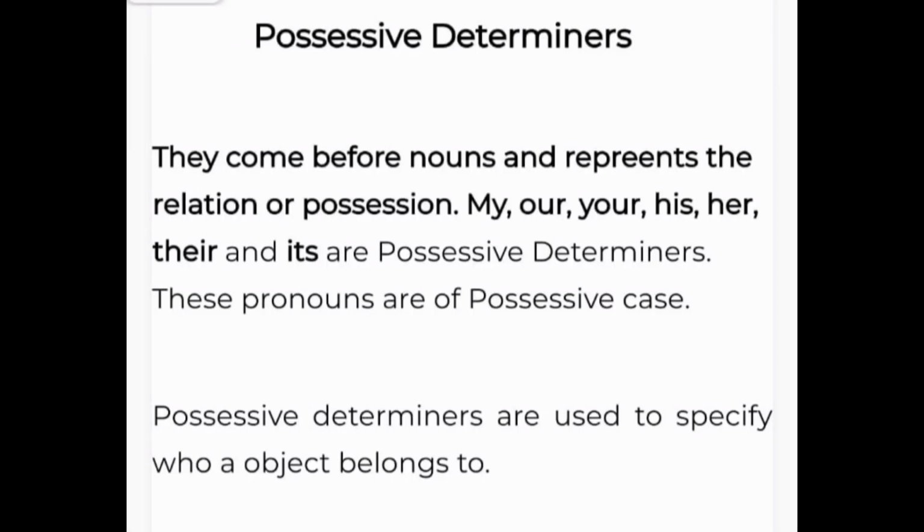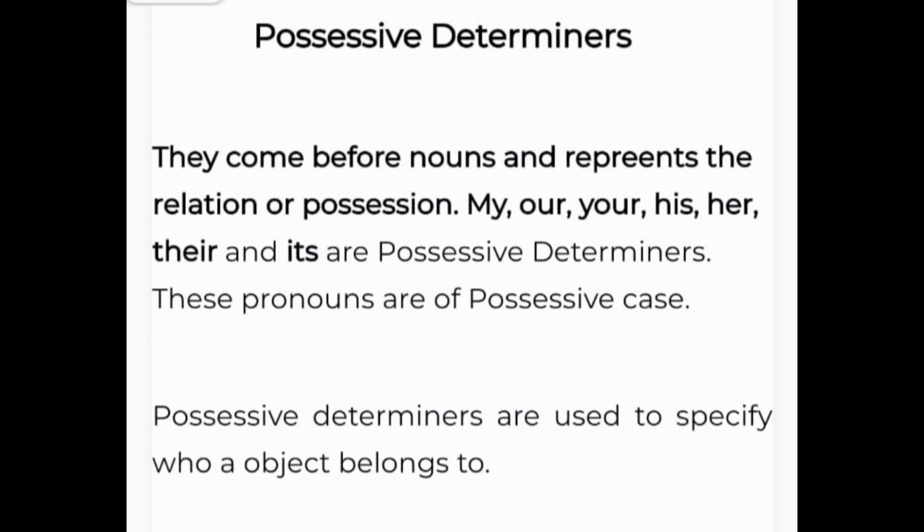Okay, students, in the last video, in this chapter, that is chapter number 6, determiners, I had explained to you about the determiner, about the kinds of determiner that was articles a and the. Okay, so today I will be explaining to you the rest of the determiners. So let's come to the next one, possessive determiners.